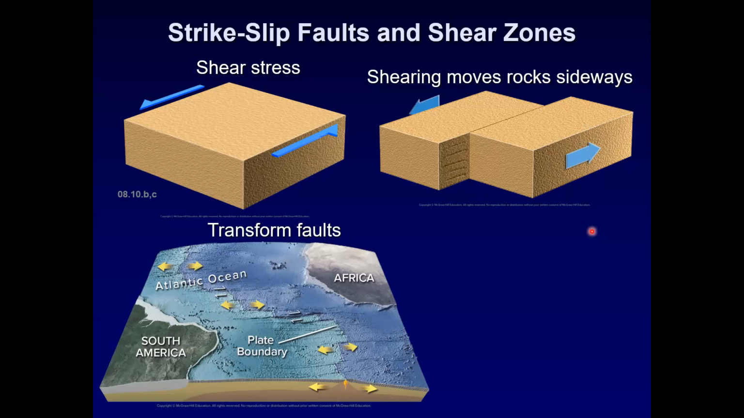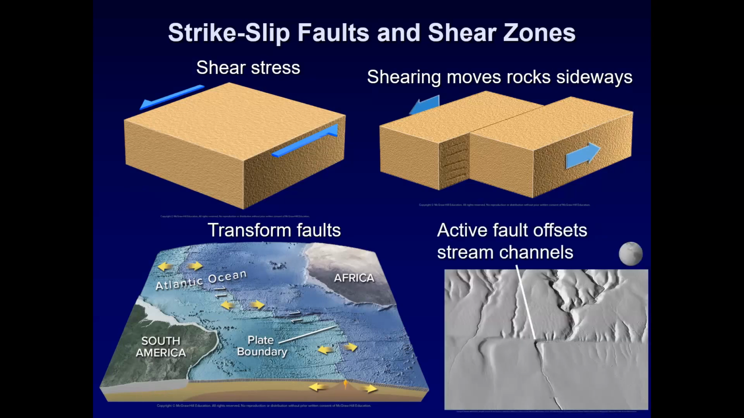Transform faults are strike slip faults that accommodate the lateral displacement of one plate past another. Okay. So we have an active fault here offsetting stream channels. That's the type of displacement we would expect associated with a strike slip fault.